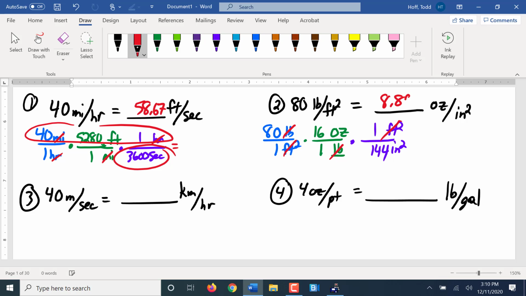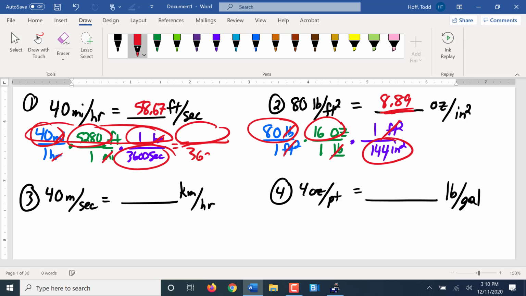8.89 works for me. Anybody have any questions as to where that 8.89 is coming from? We're just doing 80 times 16 and then divided by the 144. Yep, 40 times 5280 times 1. You get that top number, then on bottom, 1 times 1 times 1 is 3,600. We divide it out. Same here, 80 times 16 gives you the top number, 1 times 1 times 144, and then you divide it out.